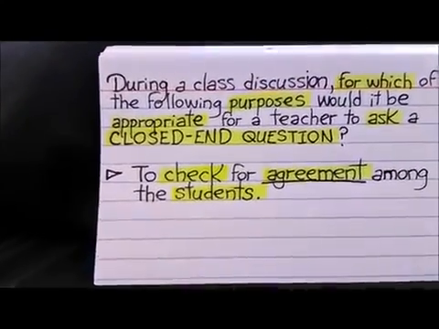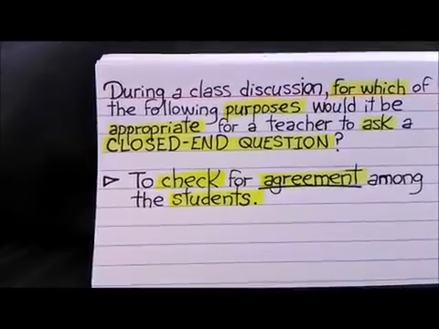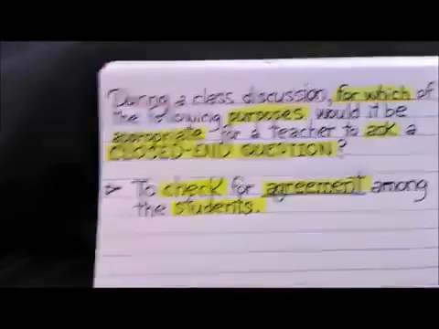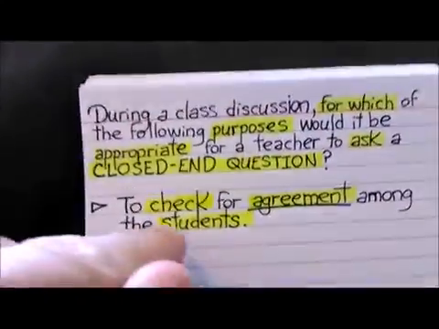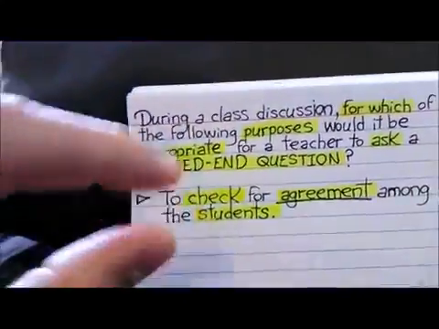During a class discussion, for which of the following purposes would it be appropriate for a teacher to ask a closed-end question? Well, to check for agreement among the students. Okay, you don't need a whole bunch of answers. You need agreement among the students. Well, you use a closed-end question. Okay.